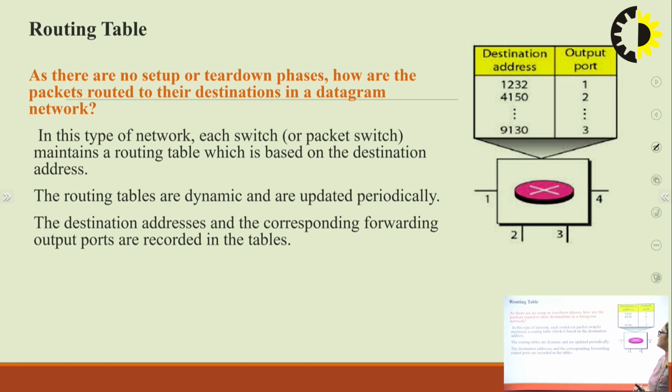So in datagram networks, we have to use the routing table. All the switches or routers have to maintain a routing table on the basis of the destination address. So here, if a packet comes at this particular switch with destination address 1232, then that switch will forward that packet from its output port number 1. And if a packet comes with destination address 4150, then the switch will forward that packet through its output port 2. This is how the forwarding of packets is performed at the switch or routers. These tables are dynamic and updated periodically, and the destination addresses and corresponding forwarding output ports are recorded in these routing tables.